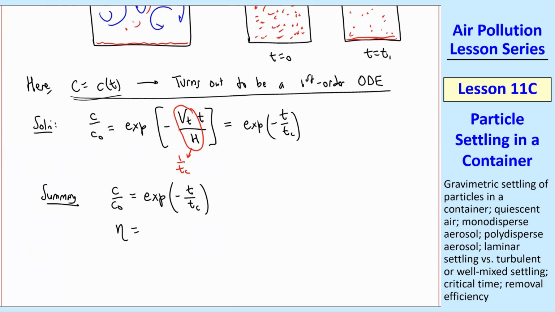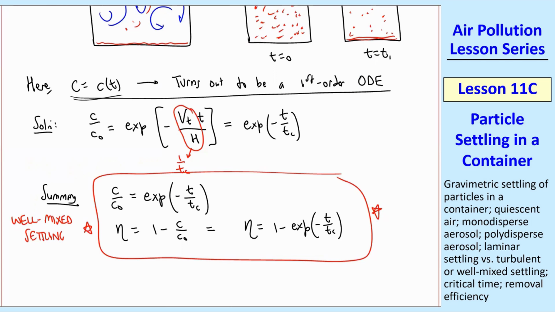And then eta, the removal efficiency, is 1 minus C over C naught. This will be a function of time. So it's just 1 minus exp negative T over TC. So that's the equation for well-mixed settling.